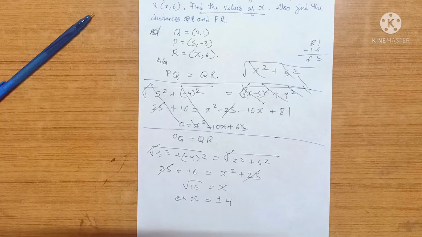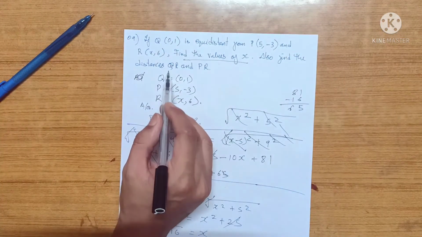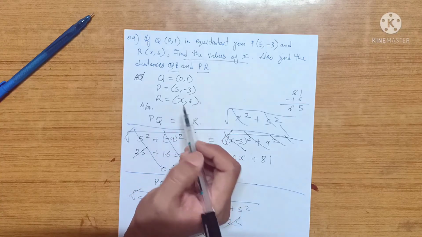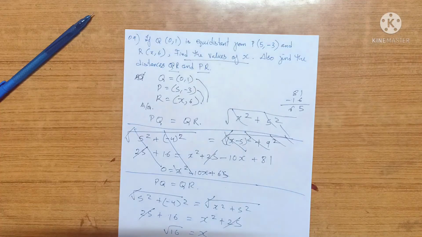So I hope you understood this much. Let's read the other part of the question. Also find the distance between QR and PR. So we have to find the distance between QR and PR also. Let's do it on another page.